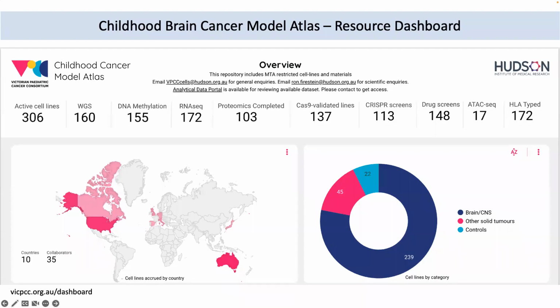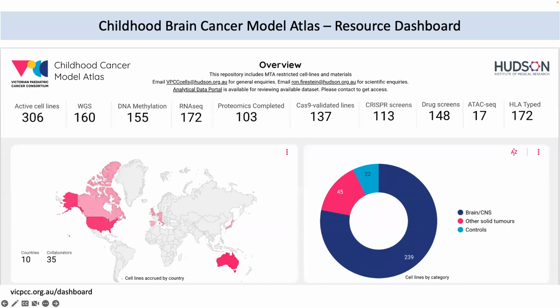We've made this information publicly available on our website, and you can see the link is shown here at the lower left corner. The numbers are continuously updated. We currently have over 300 active pediatric lines. Importantly, we've provided multi-omic analysis on more than half of these lines, including the different modalities that are shown here. I'd like to point out that more than two-thirds of these lines, so about 240 lines, are actually from pediatric CNS tumors.